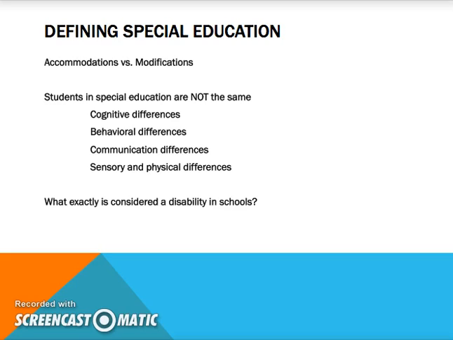Now, modification is a more significant change. So when something is modified, a change is made again to the instruction or the materials, but this time the student is no longer meeting the standards of the general ed curriculum.